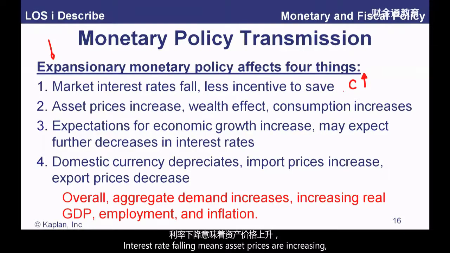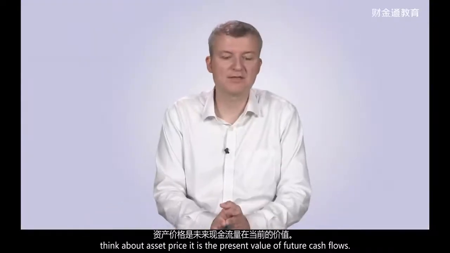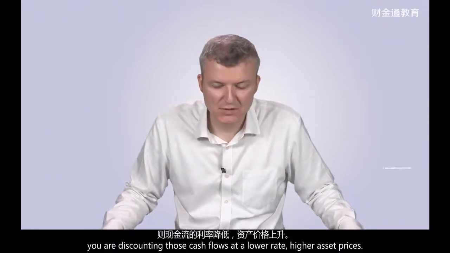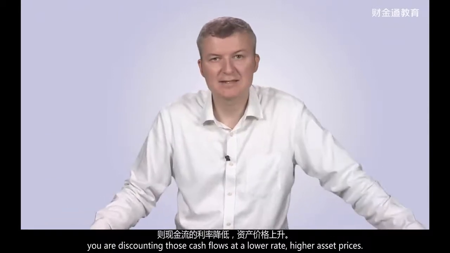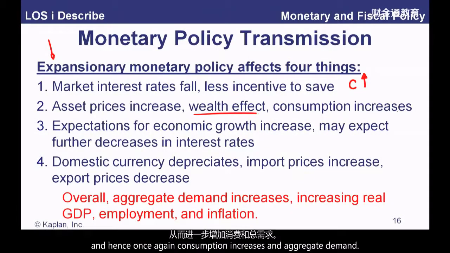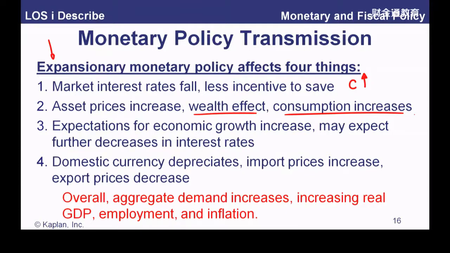Interest rates falling means asset prices are increasing. Think of an asset price as the present value of future cash flows. Well, you bring interest rates down, you are discounting those cash flows at a lower rate, higher asset prices. That means people feel wealthier, and hence, once again, consumption increases and aggregate demand.